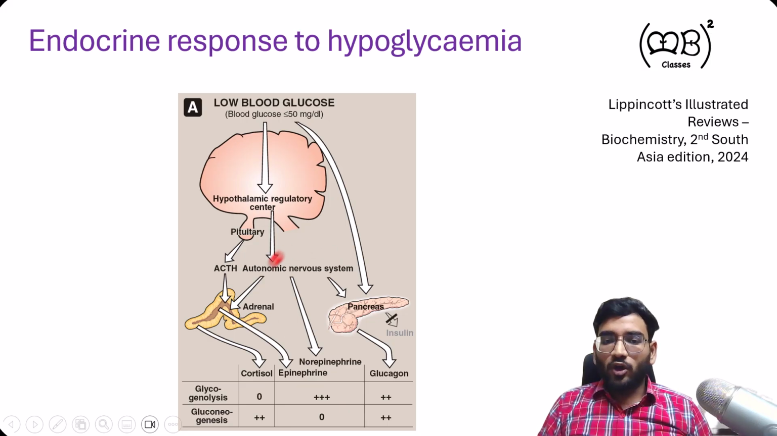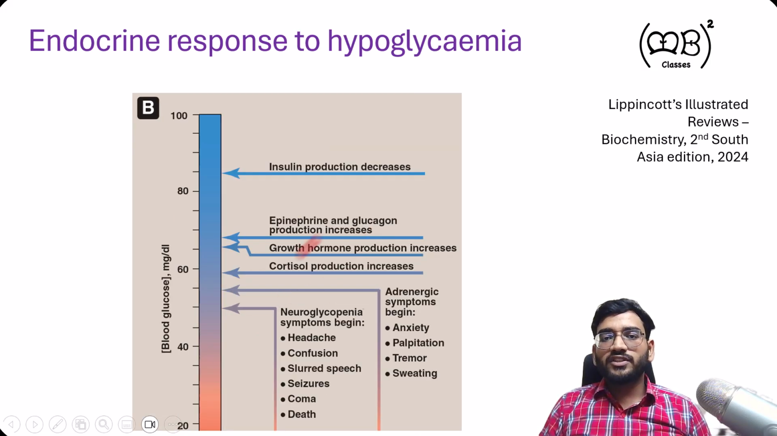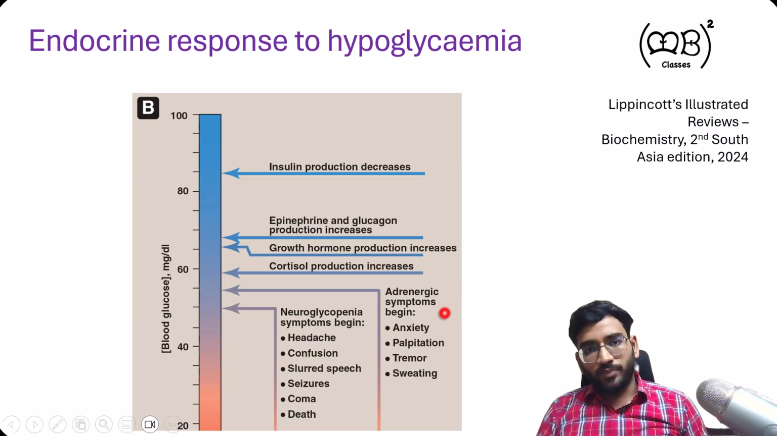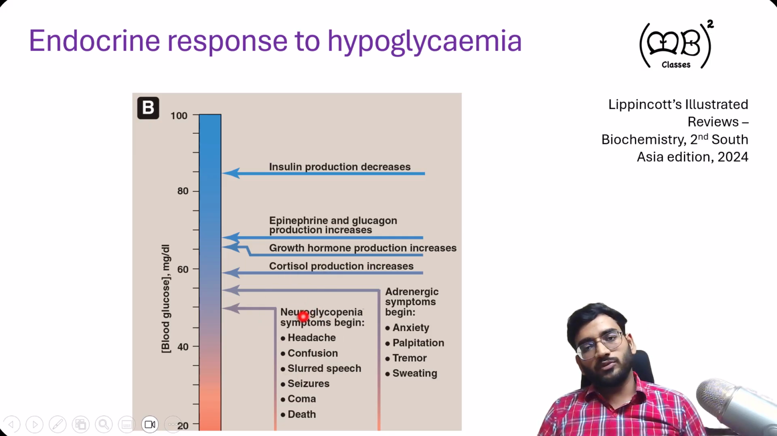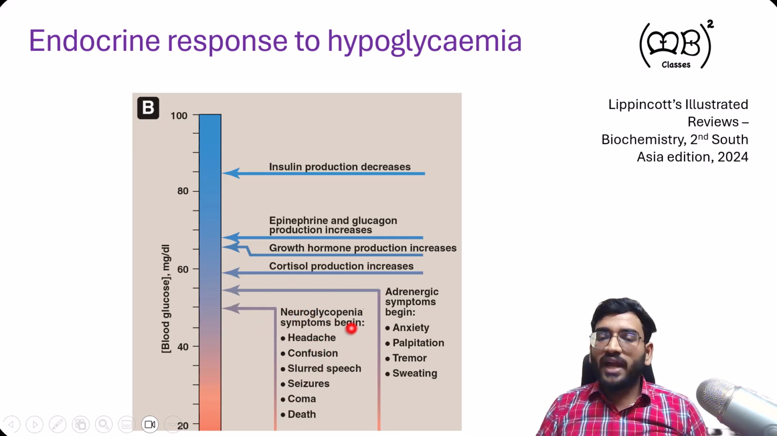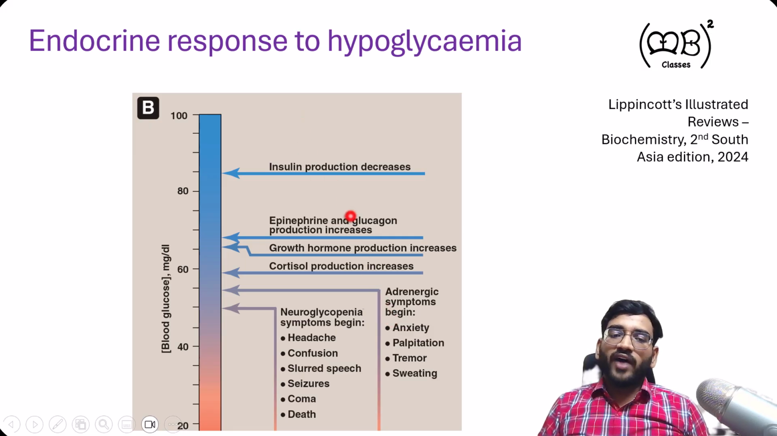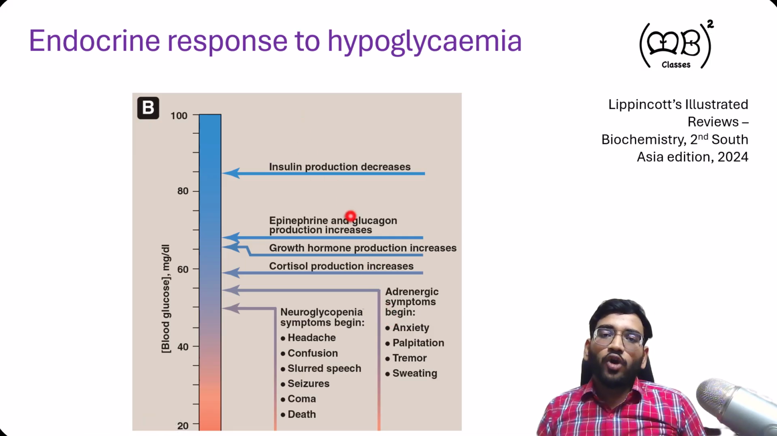Now the catecholamines, the sympathetic nervous system which is activated, will not only increase the glucose level, but will also lead to anxiety, palpitation, tremor and sweating. Second, below 50 mg per deciliter, neuroglycopenic symptoms will happen. These neuroglycopenic symptoms would be headache, confusion, slurred speech, and eventually they might lead to seizures, coma, and even death. Understood? So now why is beta blocker contraindicated in diabetic patients? You can understand this. Why is beta blocker contraindicated?